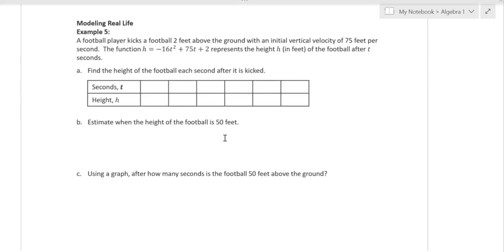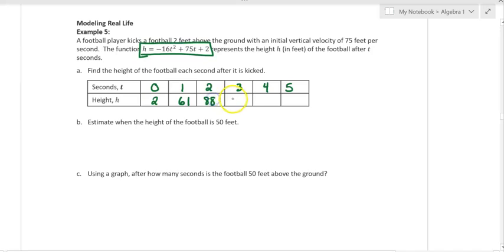All right, this problem says a football player is kicking a football 2 feet above the ground. The initial vertical velocity is 75 feet per second, and it gives us this equation right here. So h is how high the football is after t seconds. If we plug in 0, at 0 seconds, it's 2 feet off the ground. Then let's plug in 1, 2, 3, 4, 5, and so on. Let's just make a table. We can plug these numbers in each time, or we can pull up a table. Either method works fine. But these are the y values I get when I plug them in.